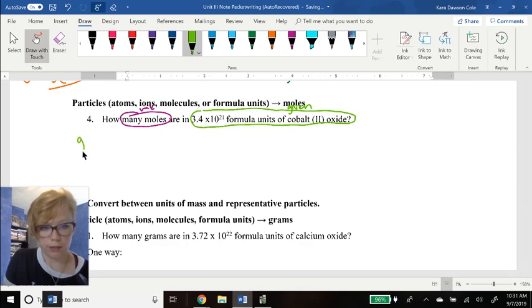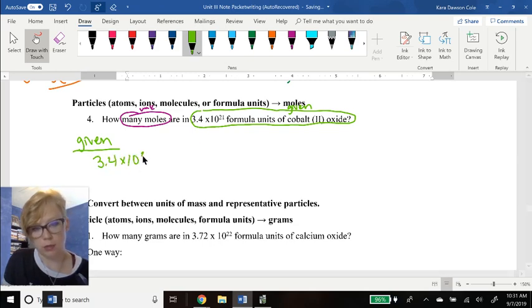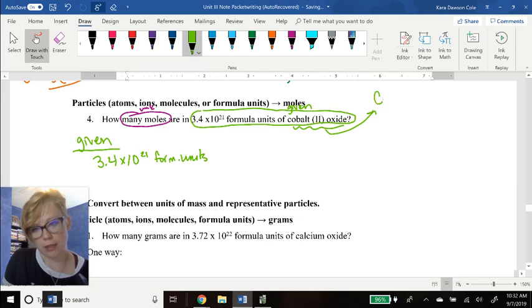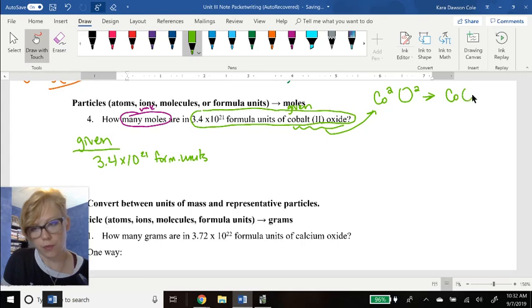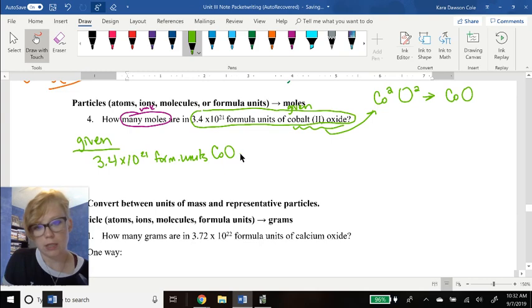So then I start with my given. I've got 3.4 times 10 to the 21 formula units. Now, this is cobalt(II) oxide, so it's a compound, and I'm going to have to write the formula for this. Cobalt has a 2 plus charge, and oxygen has a 2 minus charge. So this goes to CoO.